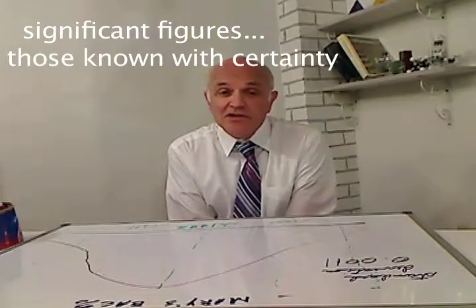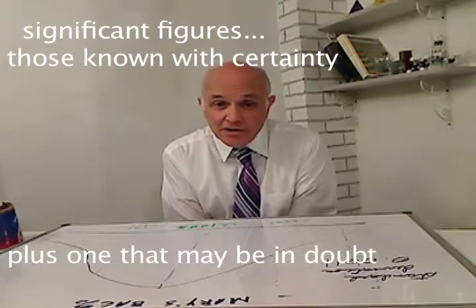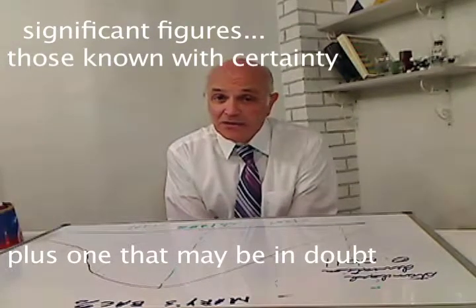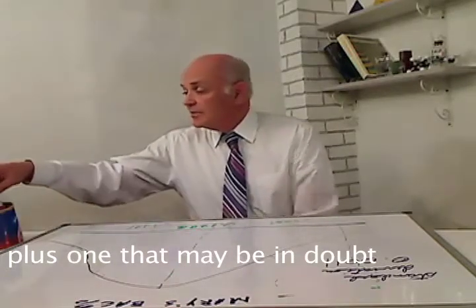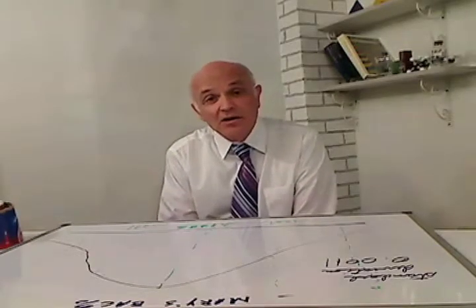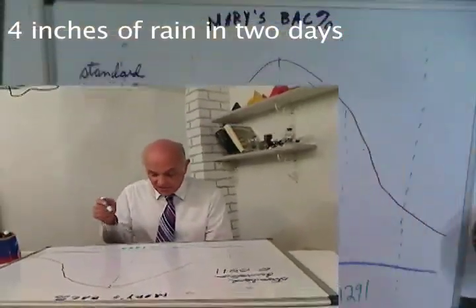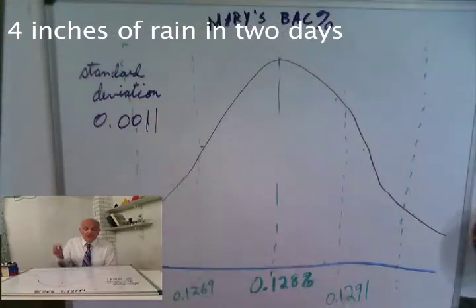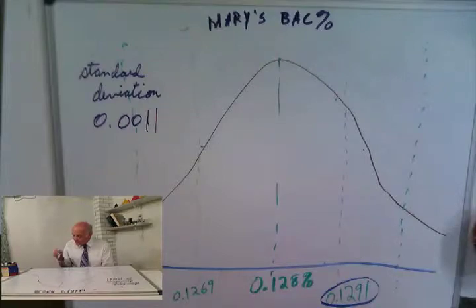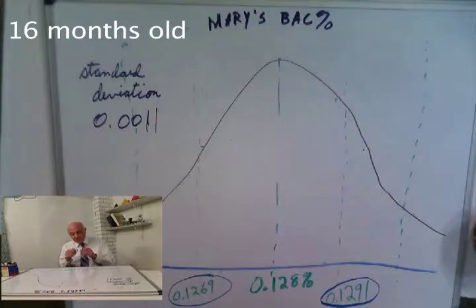A useful definition of significant figures is those digits which are known with certainty plus one which may be in doubt. Let's turn to the example of blood alcohol. We have a reported blood alcohol of 0.128 with a standard deviation of 0.0011, which means the value could be anywhere between 0.1291 or 0.1269.